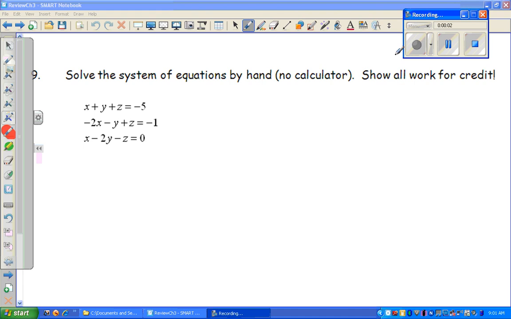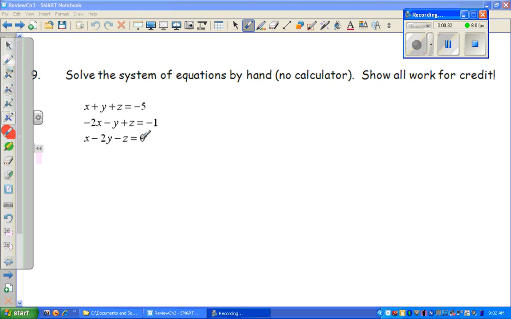For number 9 on the review, you have a system of 3 equations with 3 variables, and you need to solve this by hand with no calculator. It would be worth approximately 10 points on the test for a question like this because it has so much work involved in it. What you need to do is first look at your equations and choose a letter that you would like to eliminate.